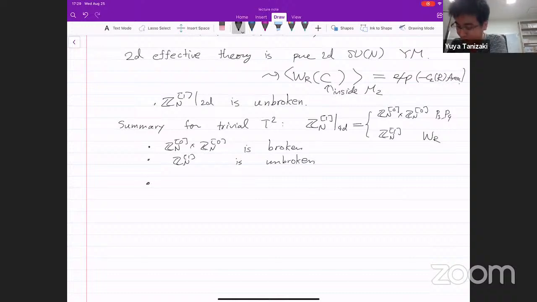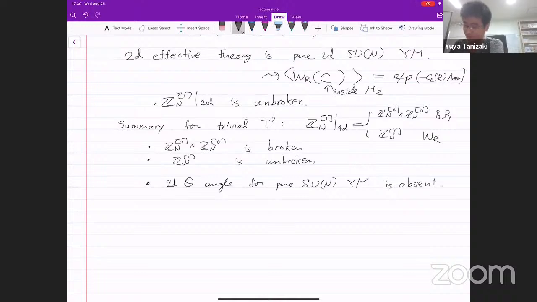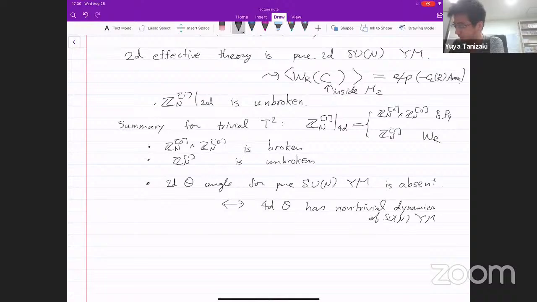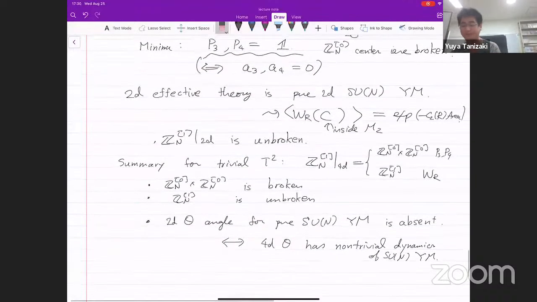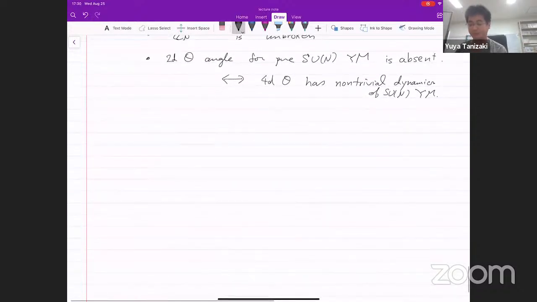And another remarkable feature is that the 2D theta angle for pure SU(N) is absent. This is in sharp contrast with the fact that the 4D theta angle affects non-trivial dynamics, the confining dynamics of SU(N). So this is the situation for the trivial compactification of two-dimensional SU(N). In this case, the confinement of the Z_N one-form symmetry is very trivial, just because of the Coulomb interaction, and there is no role of the center vortices. And the zero-form center symmetry appearing due to compactification is spontaneously broken. So that is the situation of trivial compactification.